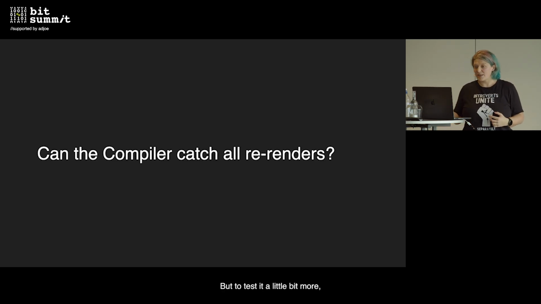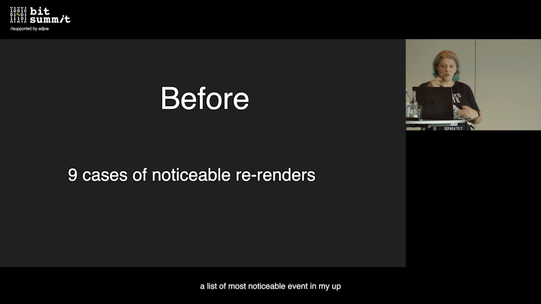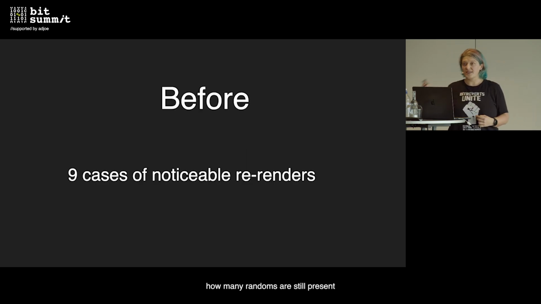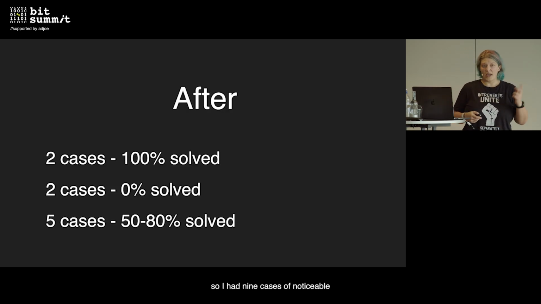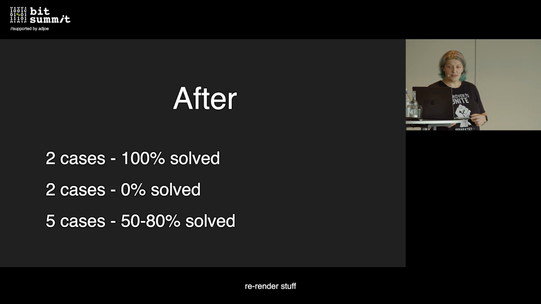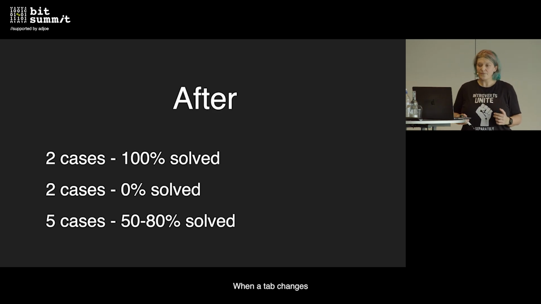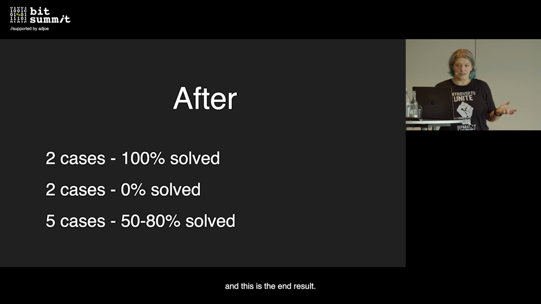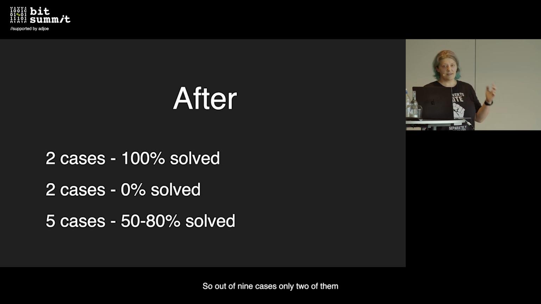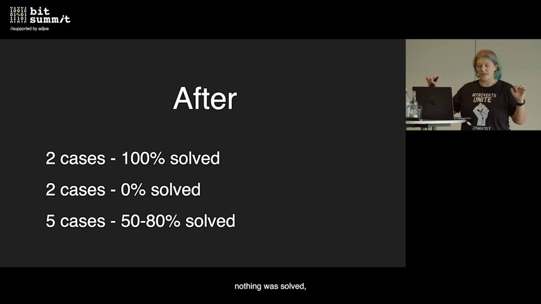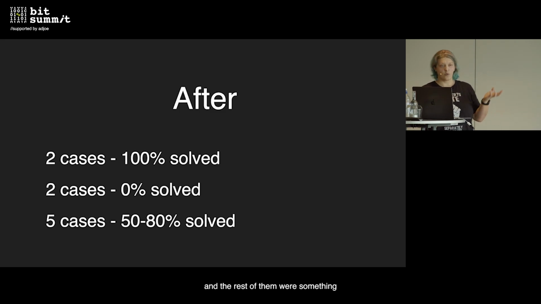But to test it a little bit more, I collected a list of the most noticeable re-renders in my app and checked how many re-renders are still present after I enabled the compiler. So I had 9 cases of noticeable re-renders, stuff like the entire drawer re-renders when a tab changes. And this is the end result. So out of 9 cases, only 2 of them were completely solved. 2 of them, nothing was solved, and the rest of them were something in between, exactly as we just saw.